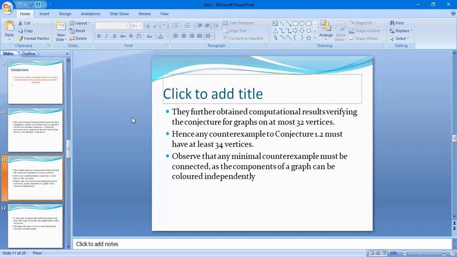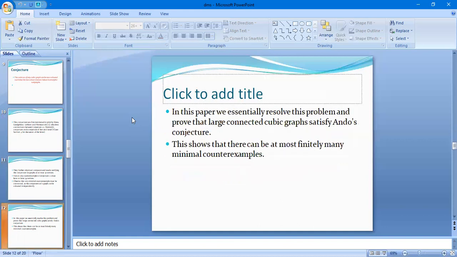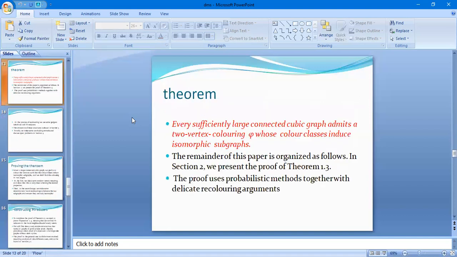Observe that any minimal counterexample must be connected, as the components of a graph can be colored independently. In this paper, we essentially resolve this problem and prove that large connected cubic graphs satisfy Andrews' conjecture. This shows that there can be at most finitely many minimal counterexamples. Theorem. Every sufficiently large connected cubic graph admits a two-vertex coloring whose color classes induce isomorphic subgraphs.